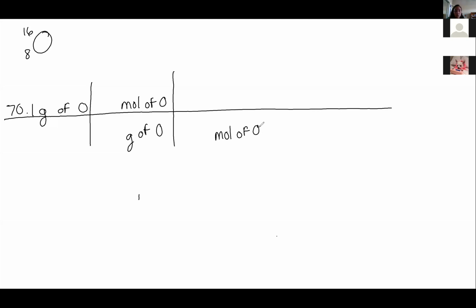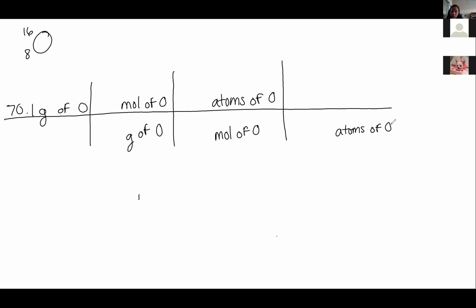So what am I going to put on the top now? What am I converting to? Avogadro's number? Atoms, right? There you go. So you're going to be converting to atoms, atoms of oxygen. Once we get to here, we have to cancel out atoms of oxygen, right? So I'm going to put that on the bottom, atoms of oxygen.